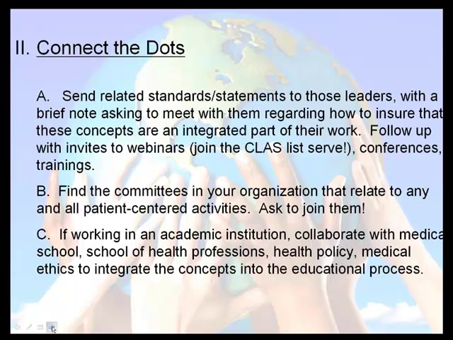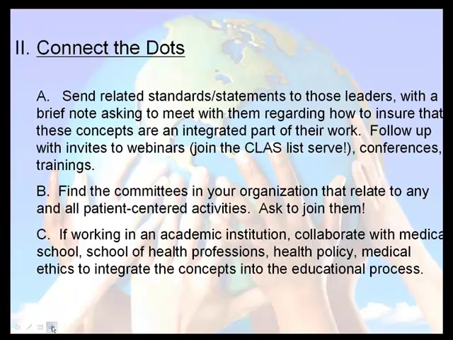And then follow up. I think one of my biggest challenges was not to be afraid to do that, considering I'm not at the administrative level in that sense, but following through with and then inviting them to some of the training opportunities that are out there. Second piece of connecting the dots would be to find committees in your organization.